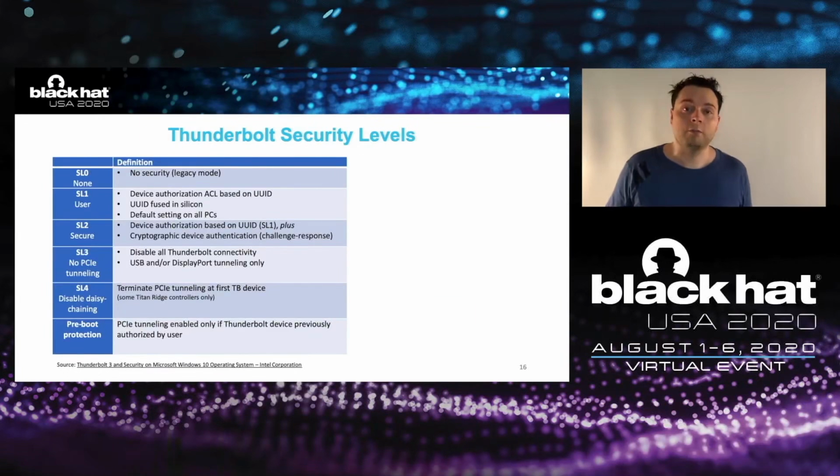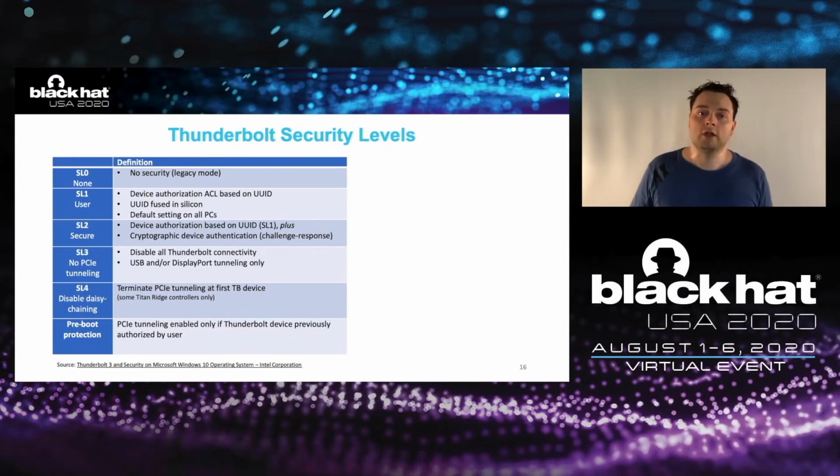Thunderbolt security levels is a multi-step system. As a user, you can select any of these in the BIOS. So let's quickly go through them. SL0 basically is no security, so essentially the same situation as with Thunderbolt 1. There's SL1 user, where device authorization is based on the device UUID. And this is actually the default setting on all Thunderbolt-equipped PCs. Then there's SL2. It's the same as SL1, but it adds a challenge-response mechanism. SL3 disables all Thunderbolt connectivity, but allows USB and DisplayPort devices.